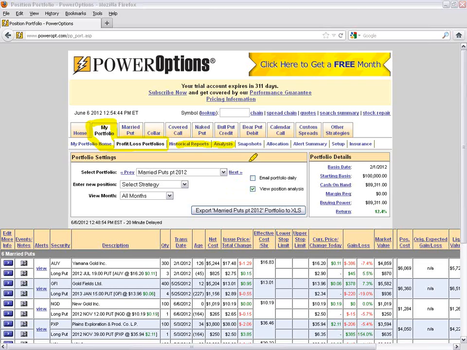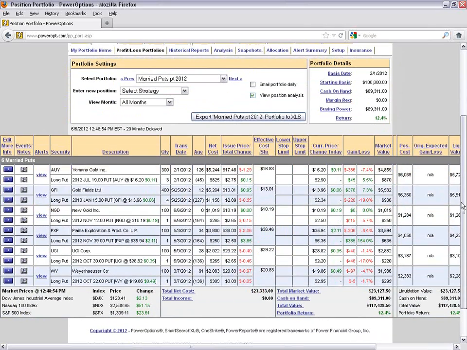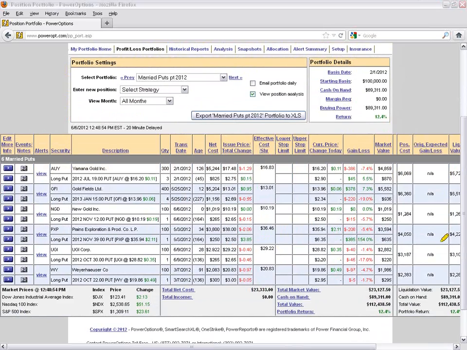instead of the historical reports, which are organized by date. So this is organized by stock symbol, so I can see all the positions I did on AUY, for example, or PXP in one view. I also have a snapshot and allocation view and the alert summary, which we're going to talk about in just a moment. Okay, so it added our position into the portfolio.